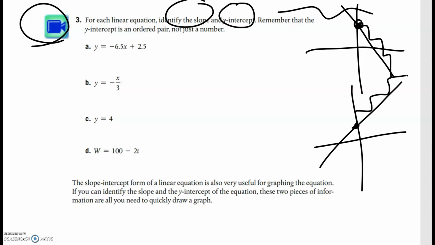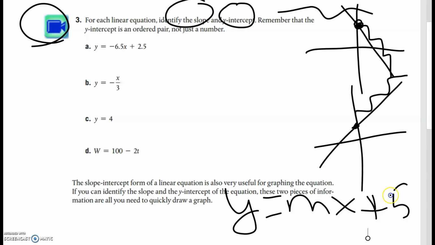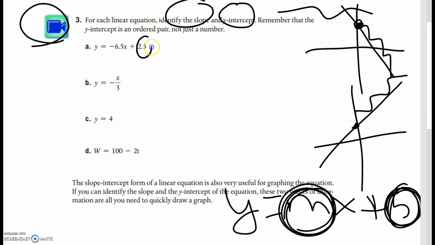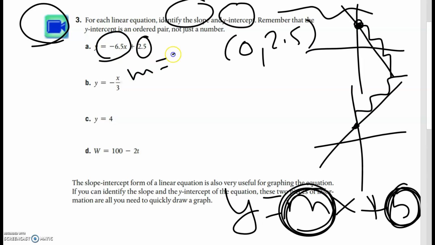So if it is in y equals mx plus b form, then the nice thing is this is always your starting amount. That's your y-intercept. This is always your slope. That's your point creator. So this one is nice. So they want the y-intercept and an ordered pair. So my y-intercept is (0, 2.5). And again, write it as an ordered pair. My slope is negative 6.5. And that's not a point. That's just a point creator right there. That's supposed to be a decimal, but I can't write it very well.